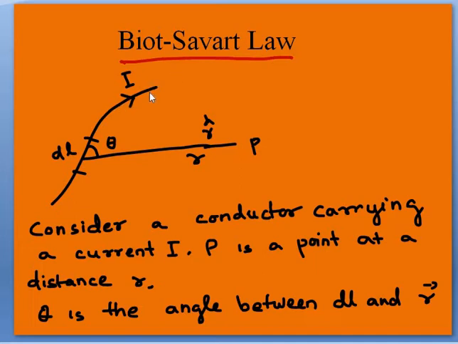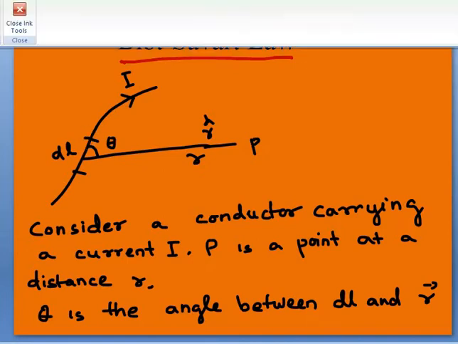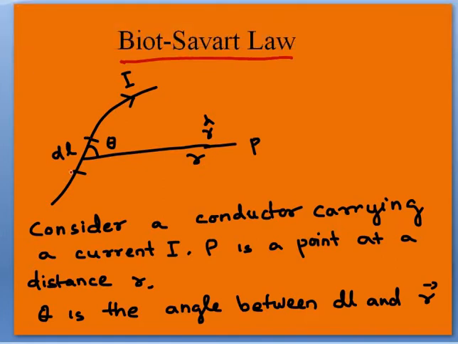For that, let us consider a current carrying wire and we want to find out the magnetic field at a point P at a distance R from the current carrying wire. For that, we have to take into consideration a small length element dl of the current carrying wire. This is the length element dl of the current carrying wire.